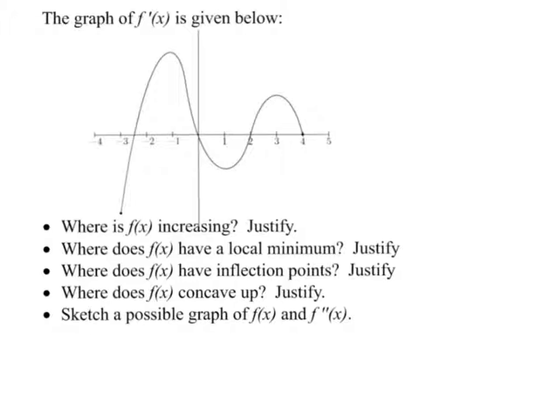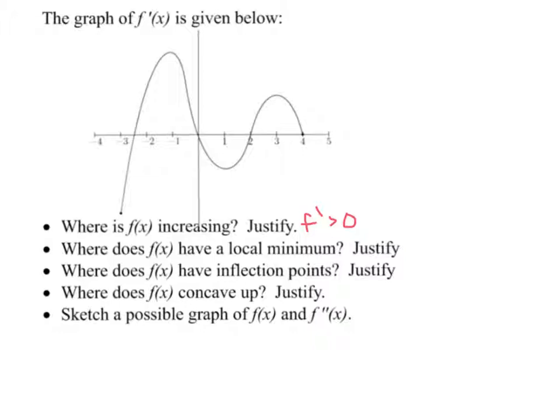A function is increasing when its slope is positive. Therefore, that means its derivative is positive. So let me justify that: f prime is greater than 0. Okay. Where does a function have a local minimum?